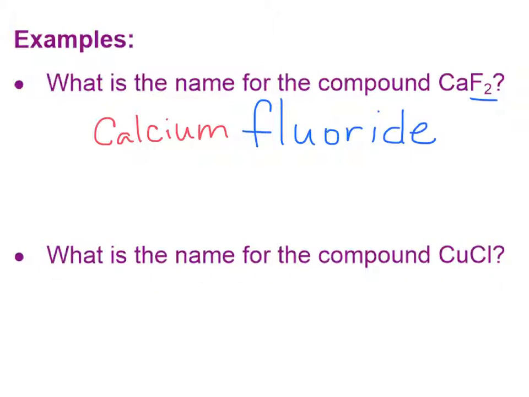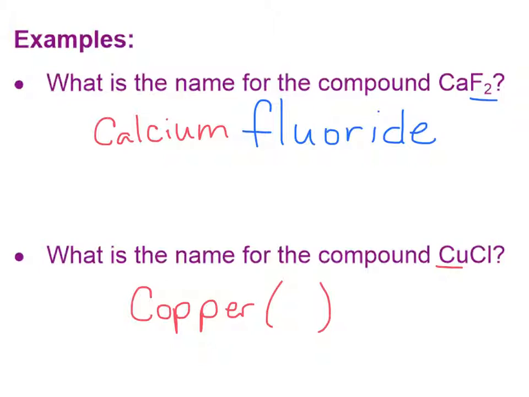Now let's try this problem. What's the name for the compound? This. Pause the video and see if you can do it. All right, let's try it together. First, I name my positive ion, which is going to be copper. Now when I look on the periodic table, copper is a transition element, and I look on my chart, copper can have more than one different oxidation state. So I'm going to need to put something in parentheses after copper, but I don't know what yet.